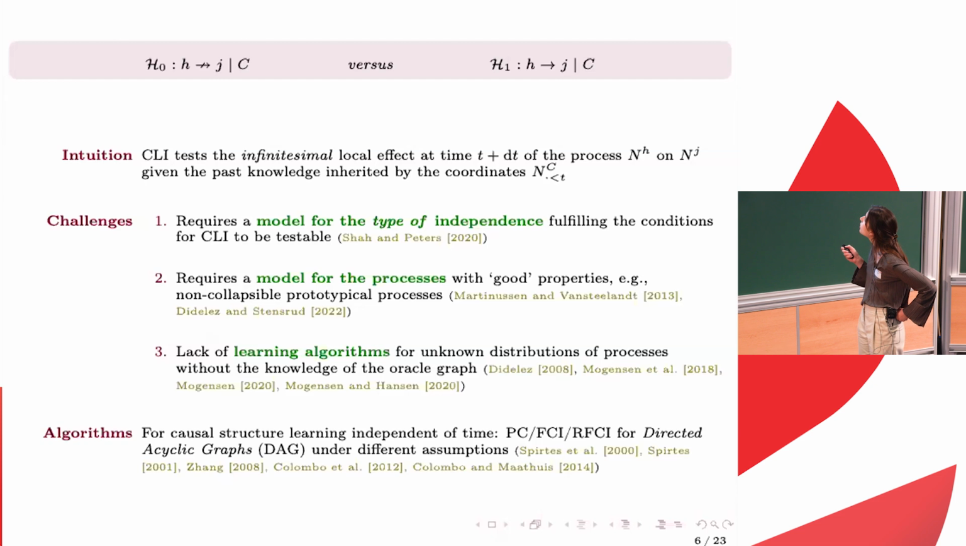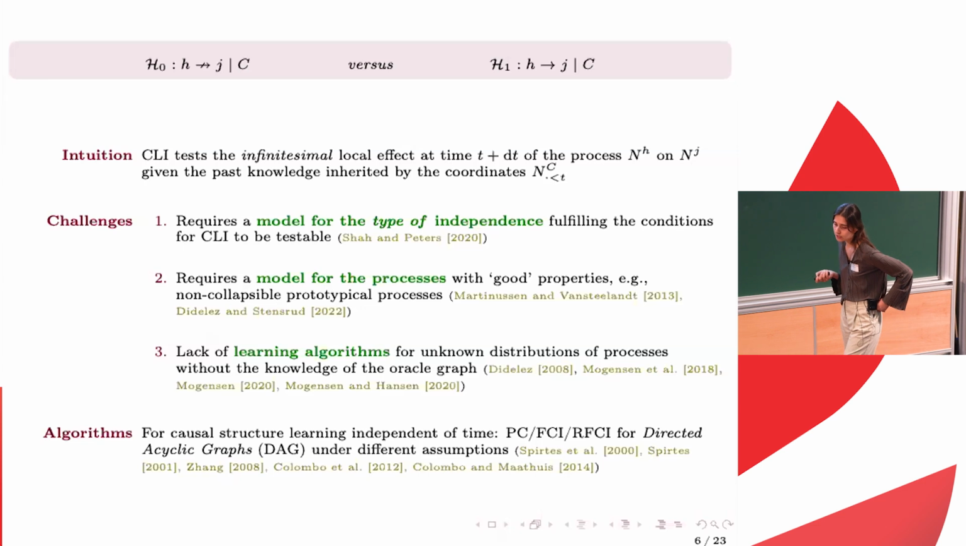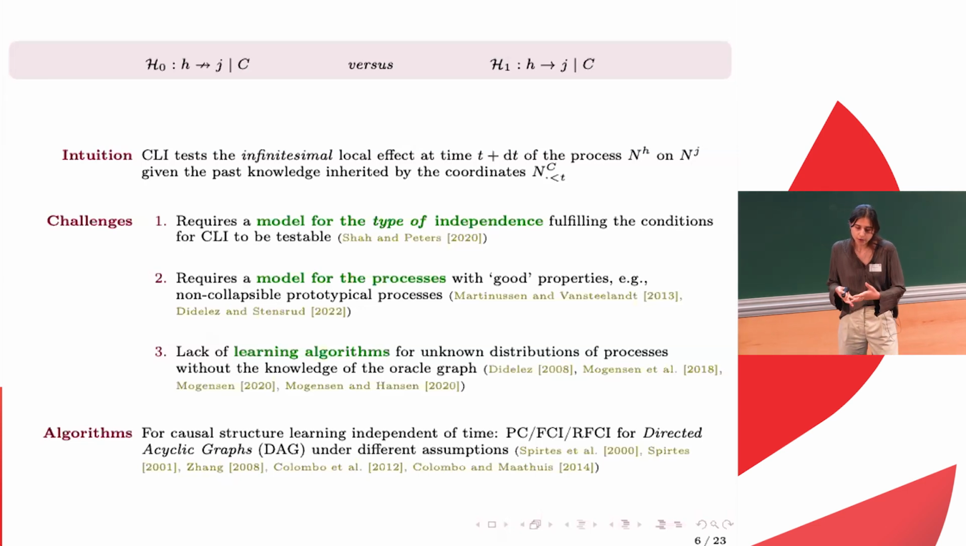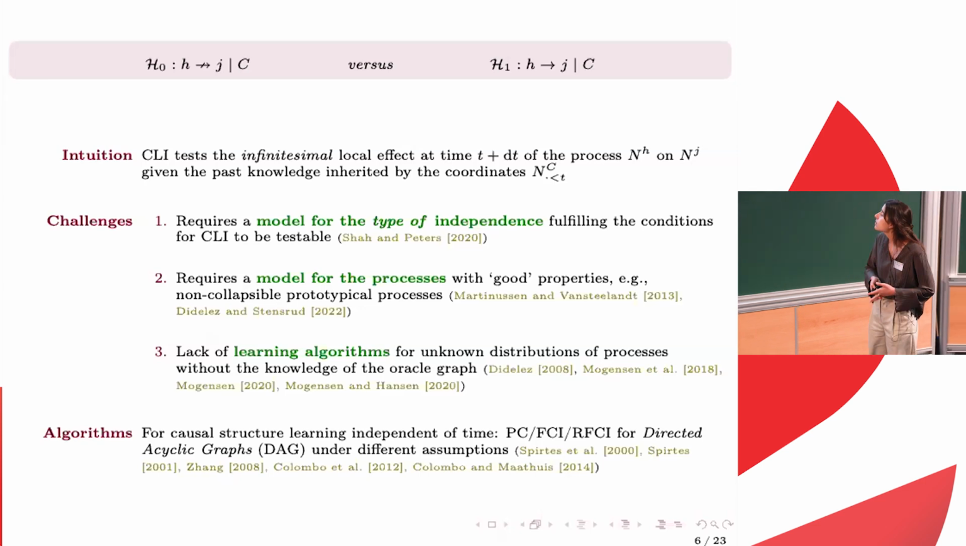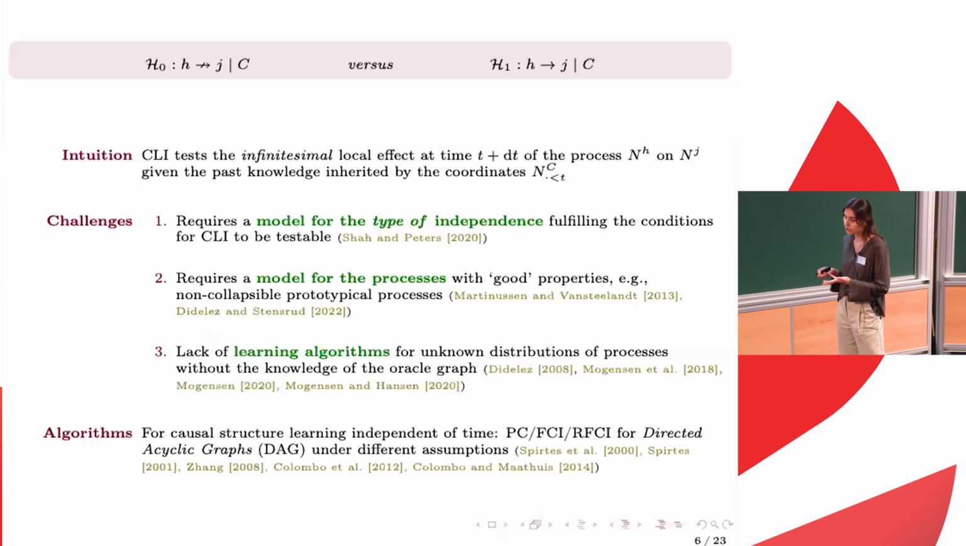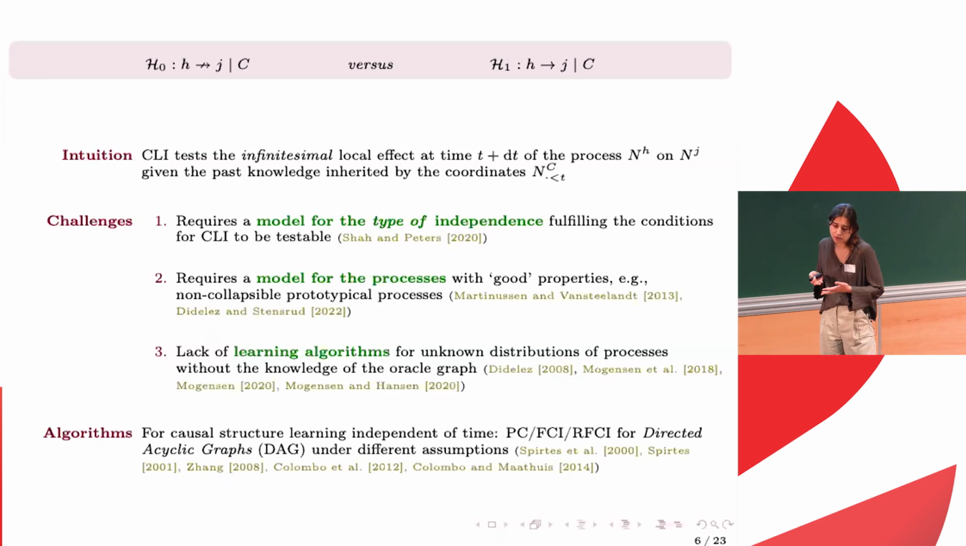You need a model for the processes that have good properties. What I mean by good properties is that typical examples of processes are not collapsible. Why do we care about this, and what does it mean? It means that when we look at a subset of information that is modeled by this set of coordinates C, then the model class that we obtain once we marginalize it still belongs to the same class of models.